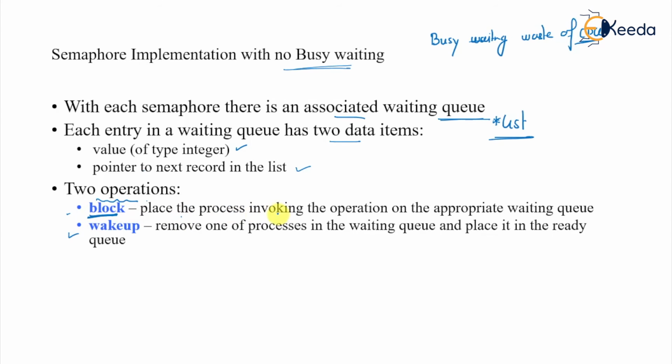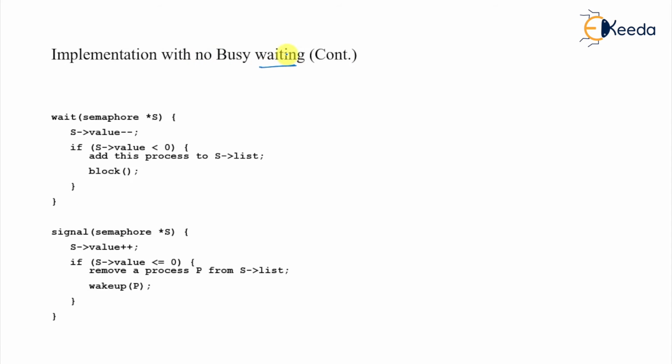Block places the process invoking the operation on the appropriate waiting queue. The waiting queue is associated with each semaphore, and each process invoking that operation will be placed into the waiting queue. Wakeup removes one of the processes from the waiting queue and places it into the ready queue, with no busy waiting. This is the implementation with no busy waiting, and again I'm talking about a counting semaphore.